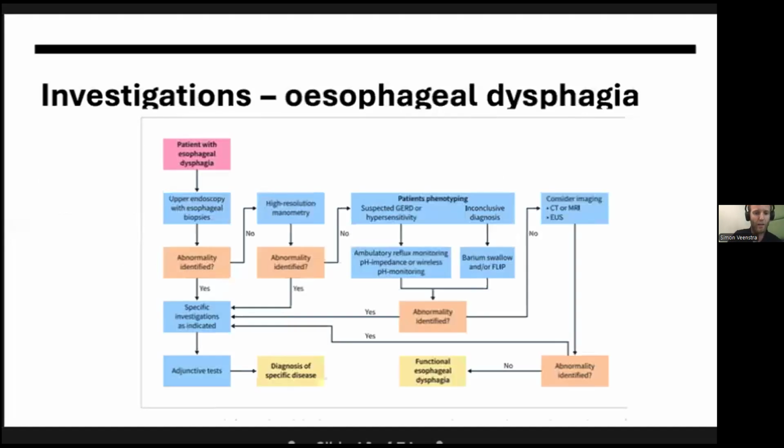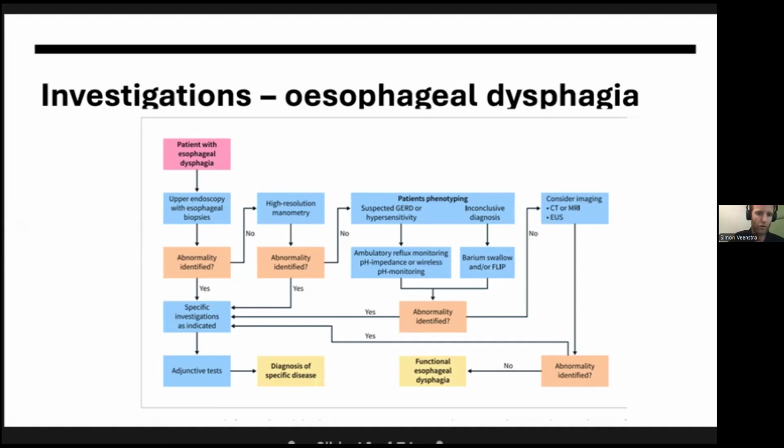These algorithms are taken from the UEG guidelines that I mentioned earlier, and essentially reiterate what I've mentioned already. So with patients with esophageal dysphagia, your initial test is going to be upper endoscopy with biopsies, again emphasizing that. And then your next course of action would be related to whatever you find there.